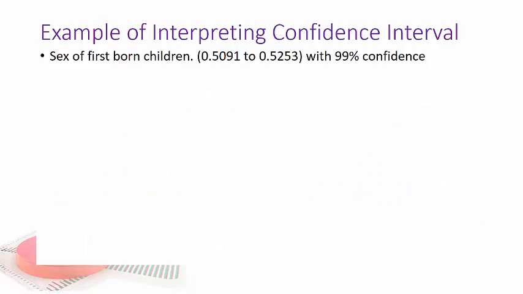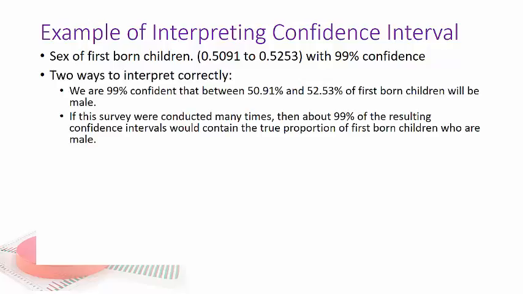All right, an example of interpreting a confidence level. In my opinion, interpreting a confidence level is a little trickier than interpreting a p-value. So there are two ways to interpret this confidence interval correctly. So we have the sex of firstborn children that are male, all right?